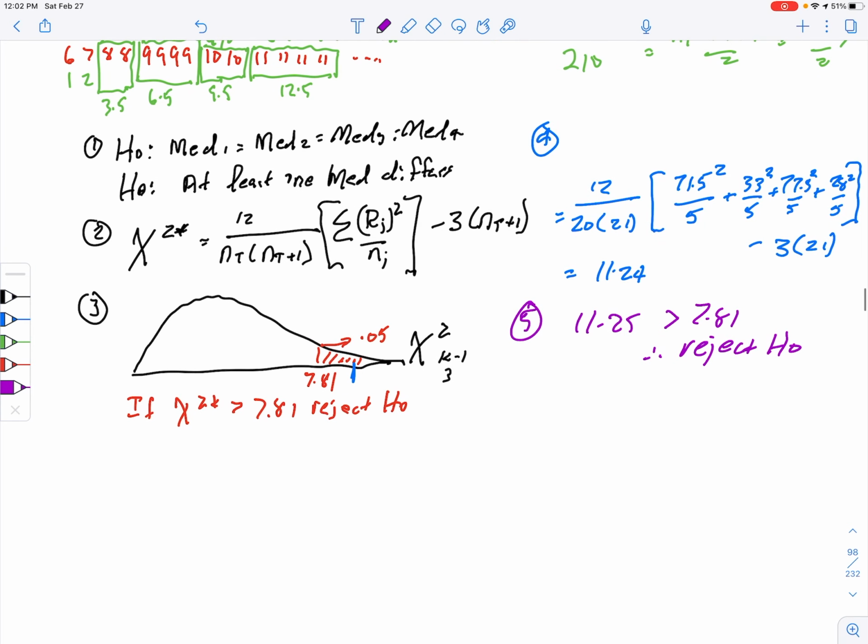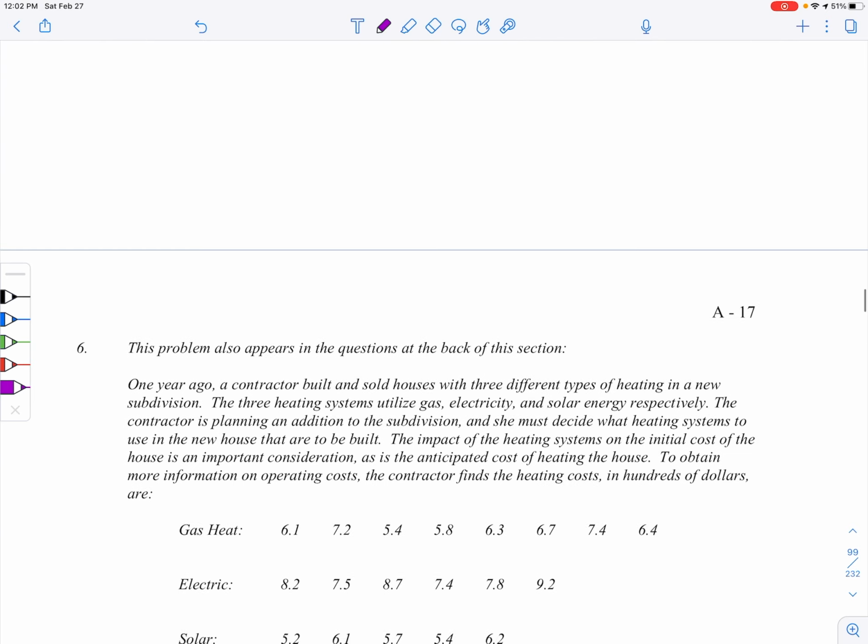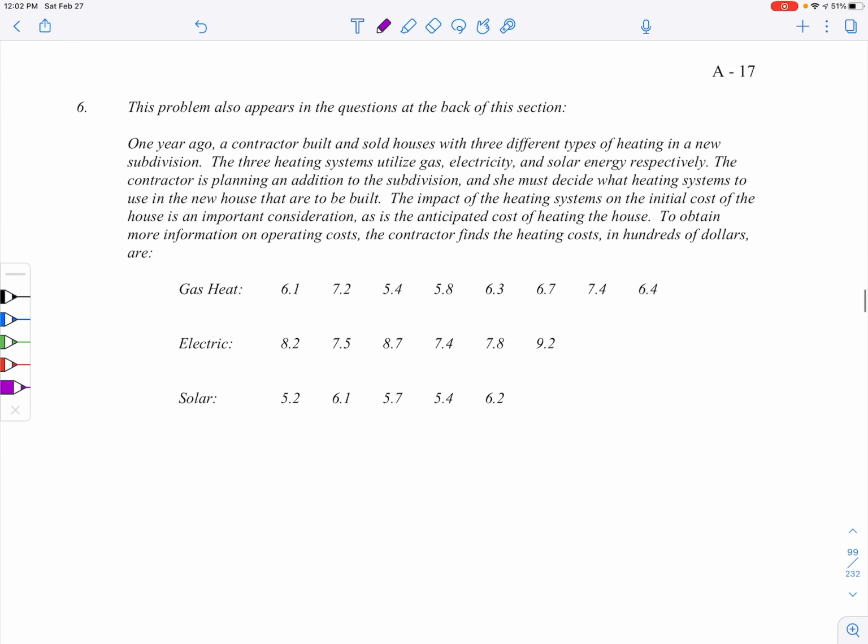And that's how we do the Kruskal-Wallis test. Again, there's a template that will help you with that much easier. But I do want you to know how to do this by hand. For homework, I would like you to do number 6 on page A17. You'll notice that the n's are different in this particular case. They're not all 5. And that's where we'll end the lesson. Thanks for listening.